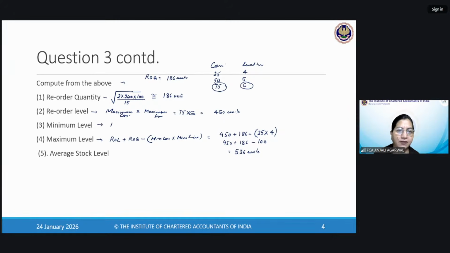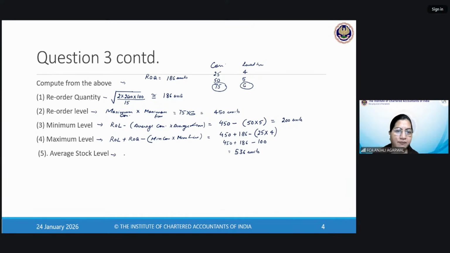Minimum level, from the reorder level, you will consume at an average pattern. So average consumption multiplied by average time. From 450 units, you would have consumed on a normal basis 50 units per week, and it would have taken 5 weeks to receive the raw material. So 50 into 5 is 250, and 450 minus 250, 200 units is the minimum level.